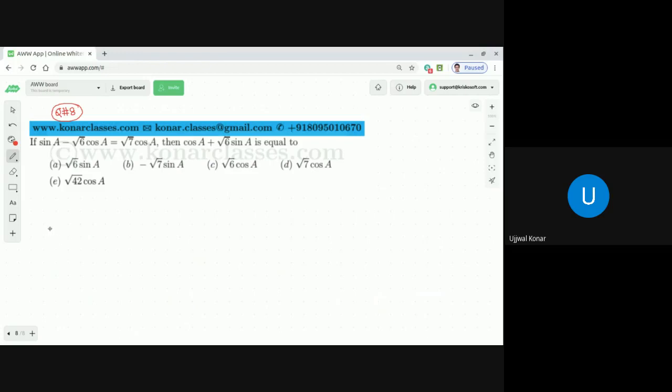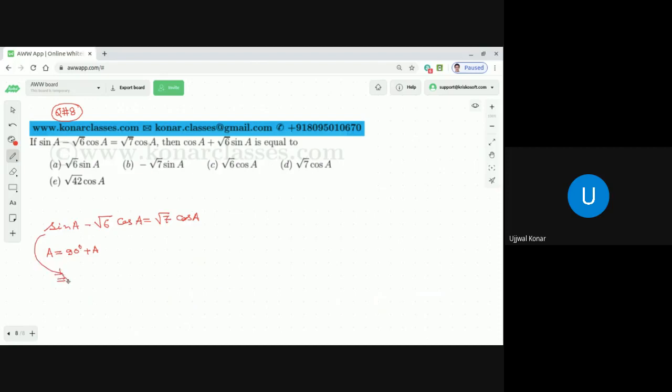So what is given? There are two ways we can solve this problem, and I'm going to show you both the ways. Sin A minus root 6 cos A is equal to root 7 cos A. Dear students, this is an identity. Identity means it is going to be true for any value of A. Correct or not? So then we can replace A by 90 degree plus A. Okay. So if we write my new A is equal to 90 degree plus A, then what we are going to get?